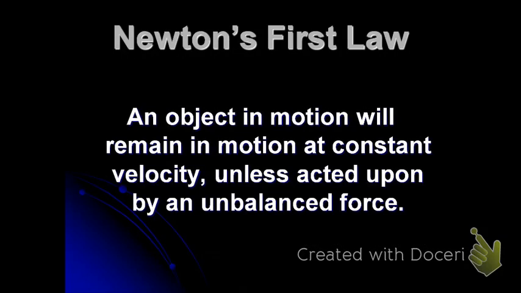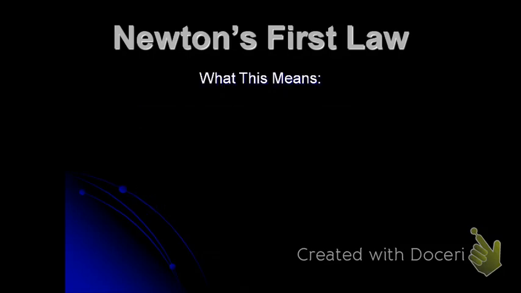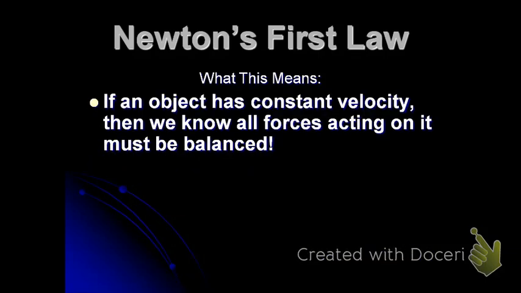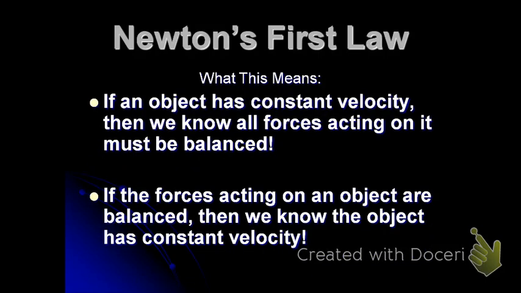Newton's first law. An object in motion will remain in motion at constant velocity unless acted upon by an unbalanced force. I'm assuming this is review that you've heard of before. So this first law, objects in motion remain in motion unless acted on by an unbalanced force. What this really means is that if an object has constant velocity, then we know all the forces acting on it have to be balanced. And similarly, if an object has balanced forces, we know that it must have constant velocity.